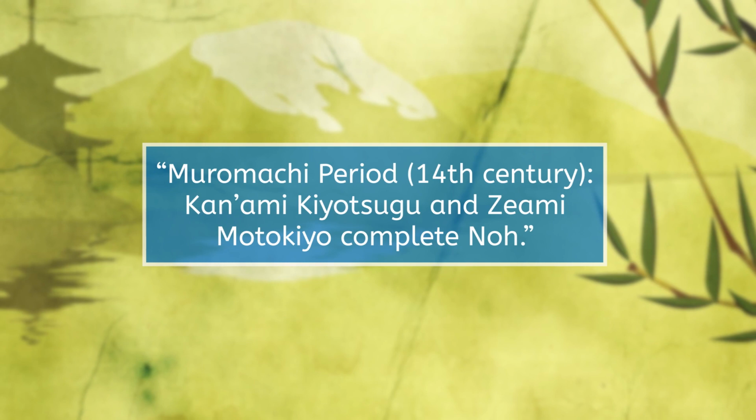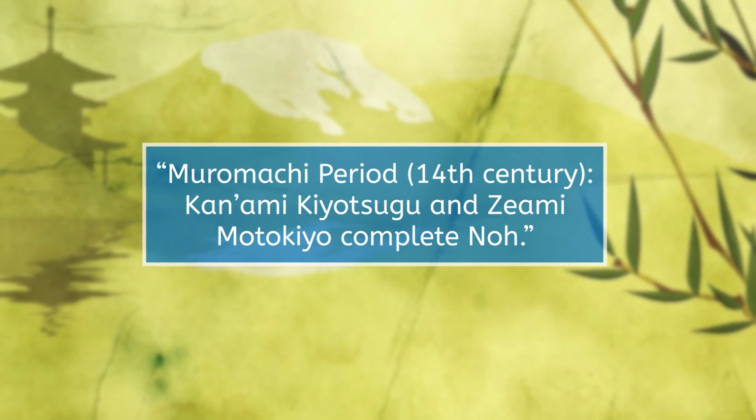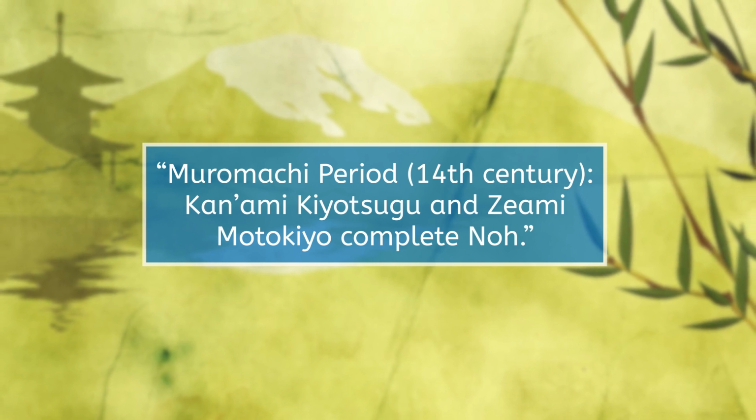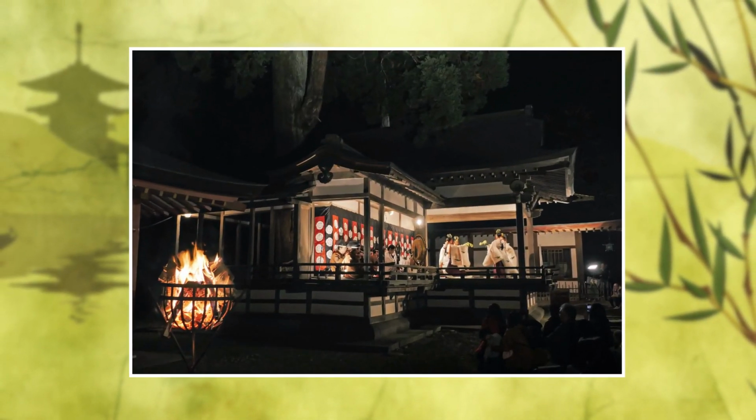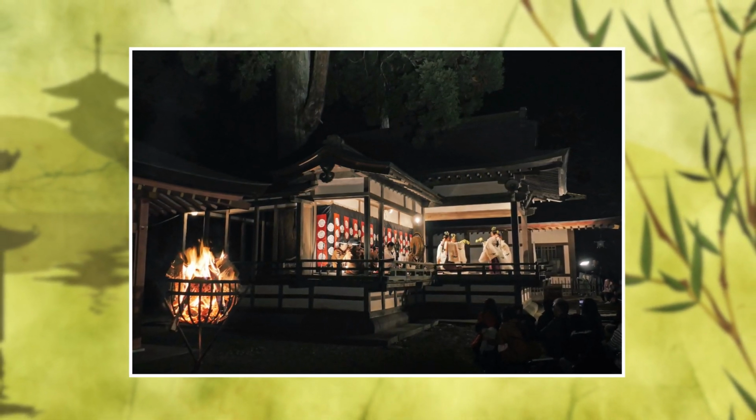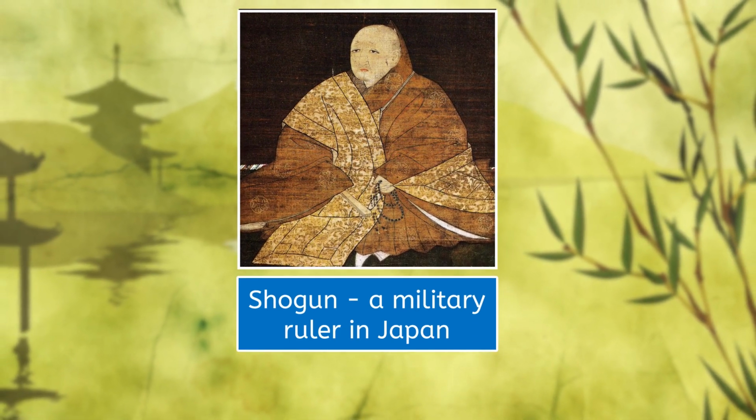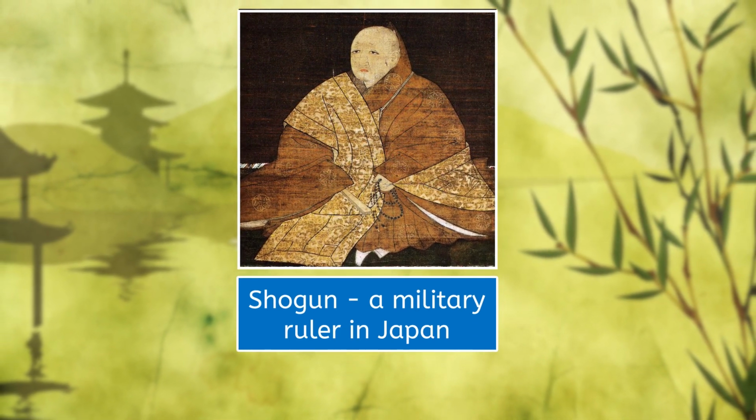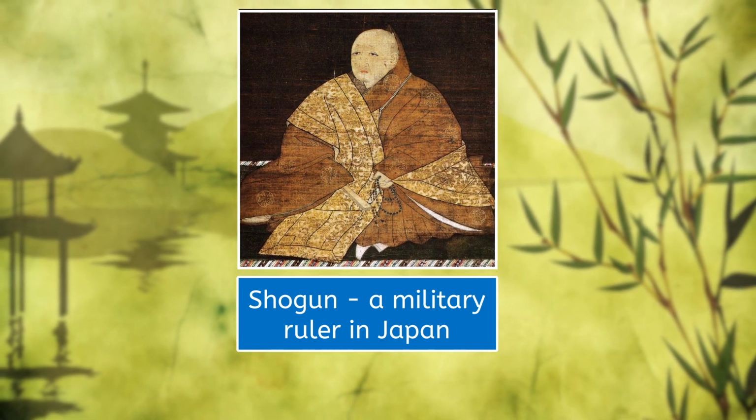During the Muromachi period in the 14th century, Kanami Kiyotsugu and his son, Seami Motokiyo, reinterpreted several traditional performing arts to complete the theater form No. Kanami led a theater troupe that became popular in the late 1360s to early 1370s. An advisor to the shogun, a military ruler in Japan, invited the troupe to perform at court. The shogun was so impressed that he became Seami's sponsor in 1374.